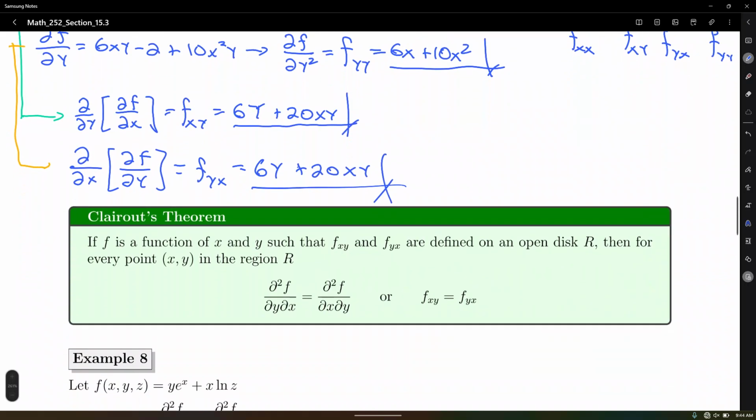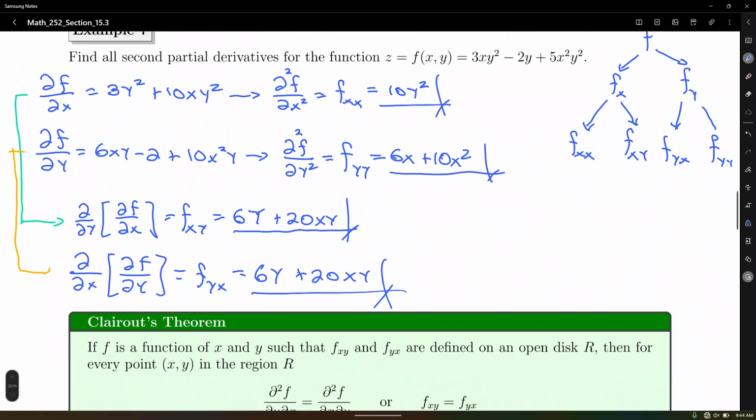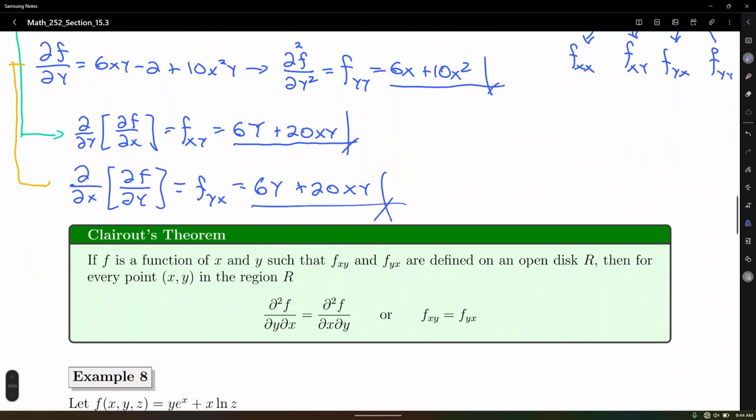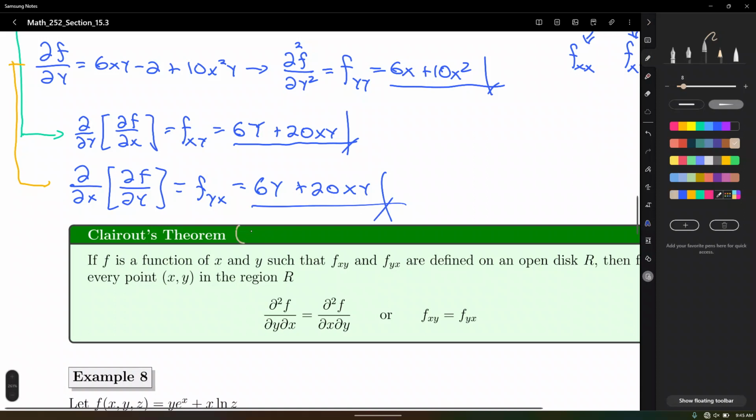All right. Do you notice anything interesting about our results here? What do you notice? The same. What's the same? The last two, the fxy and the fyx, they're the same, right? Well, actually, there's a theorem for that. Let's describe this theorem. It's called Clairaut's theorem. That's also known as the mixed partials. Okay, let me write that down.